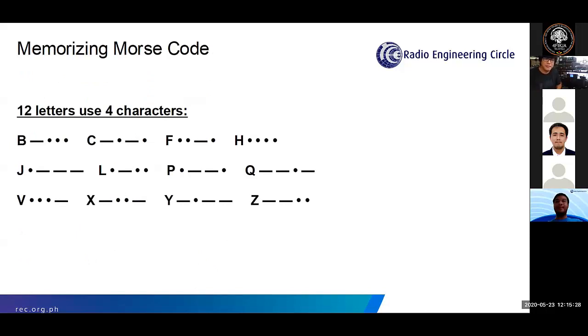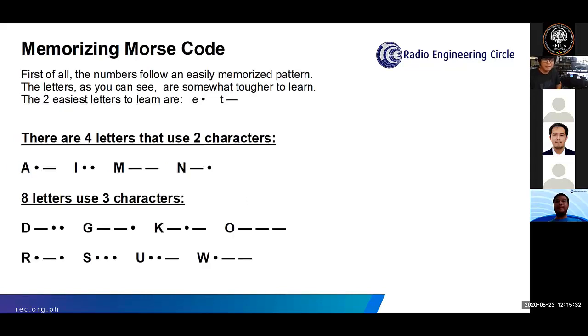Other things to consider on this one, you have to group the letters para ma-identify mo siya, para ma-memorize mo siya. This is how you're gonna memorize it effectively.